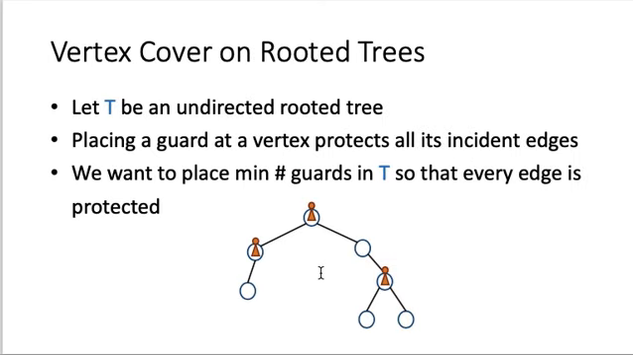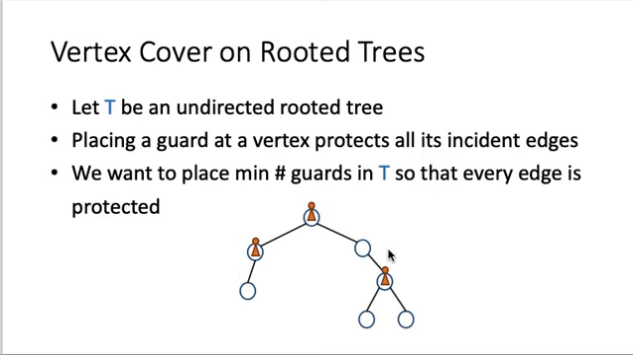Okay, now let us take a look at another problem. This problem is the vertex cover on rooted trees. So let us recall a little bit of what this problem is about. We are given a tree. We want to place guards on the vertices so that each edge should have at least one guard on it. So an edge is protected if one of the endpoints or both have a guard. So we want to place guards such that edges are protected, but of course, we want to minimize our cost, so we want to place the minimum number of guards in this rooted tree T.